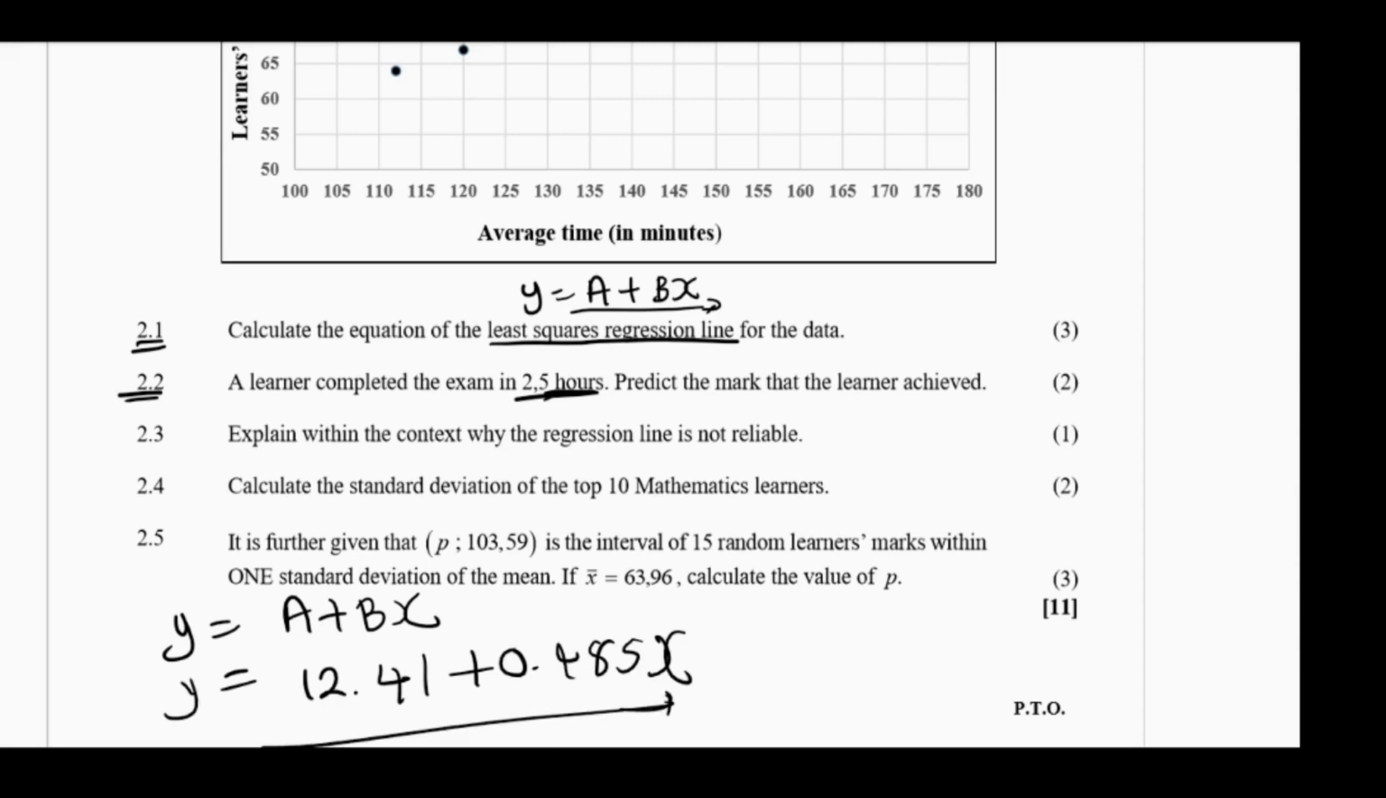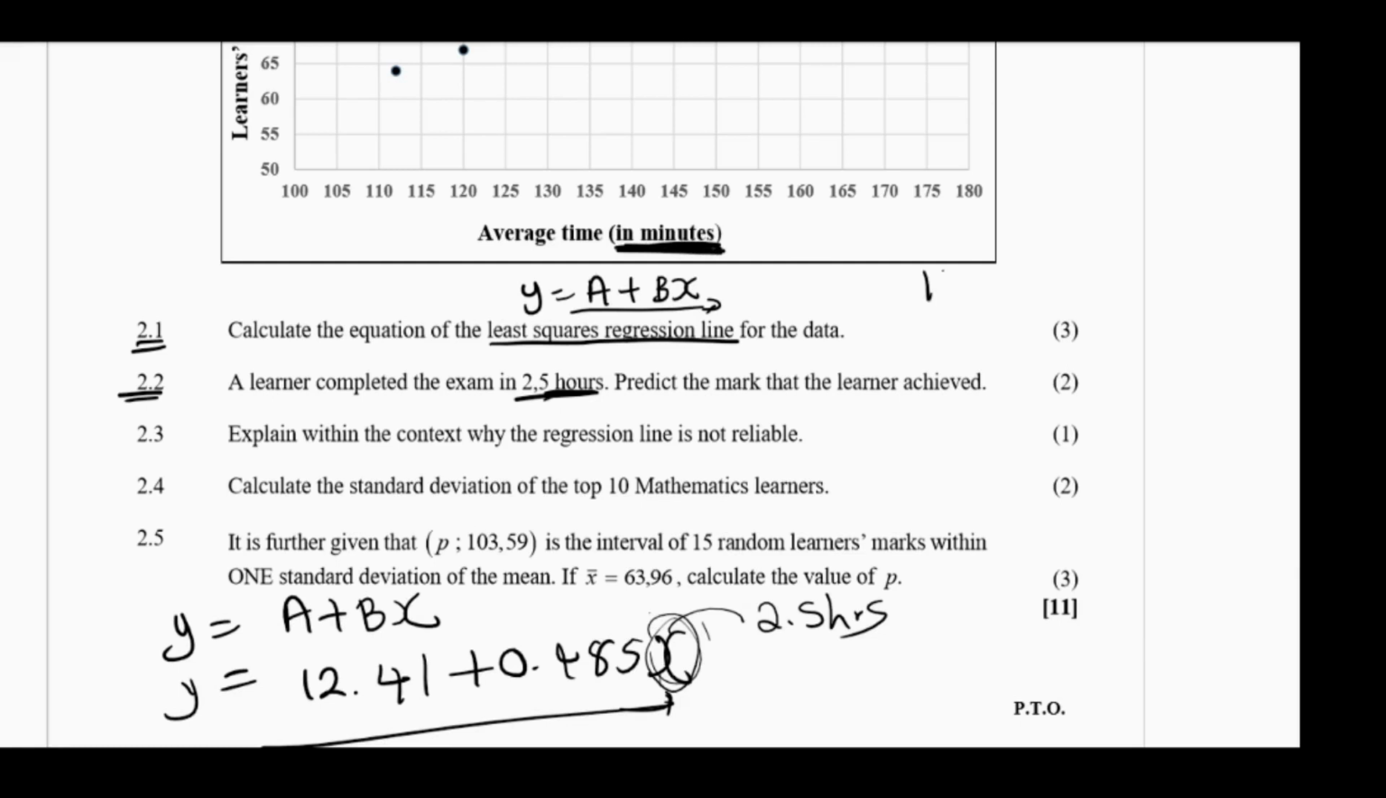So you just need to substitute where there's x, because x represents time. So in this case, you are given 2.5 hours. But you can't substitute 2.5 hours in the equation because the x represents minutes, right? Your average time is in minutes. So you need to convert these 2.5 hours into minutes.